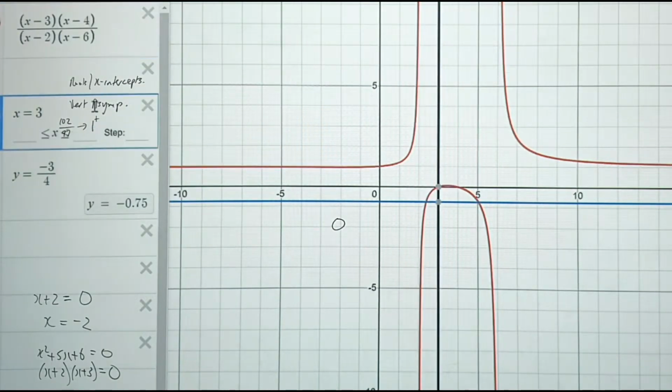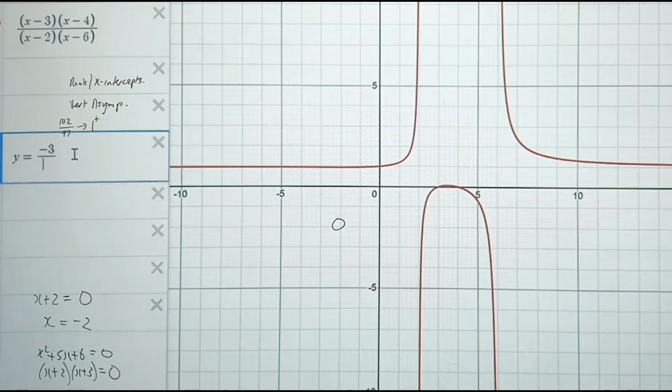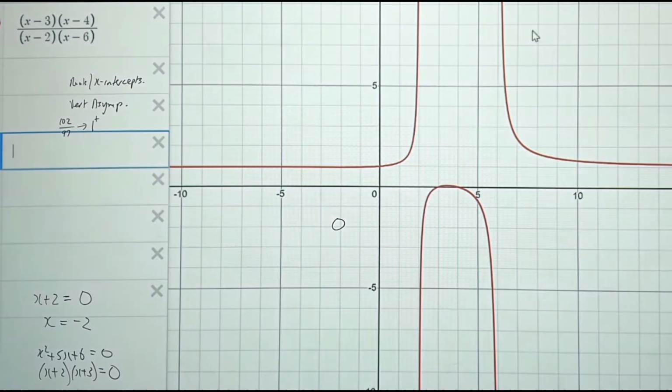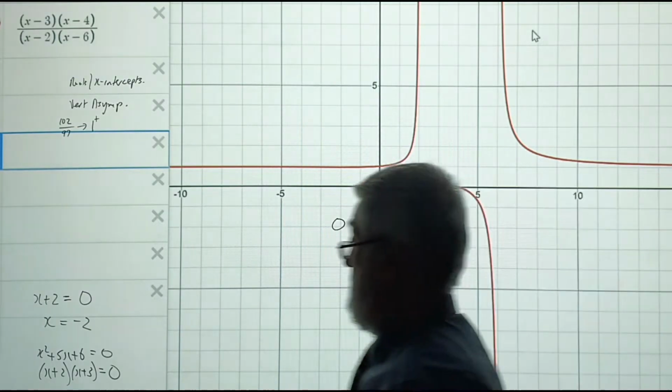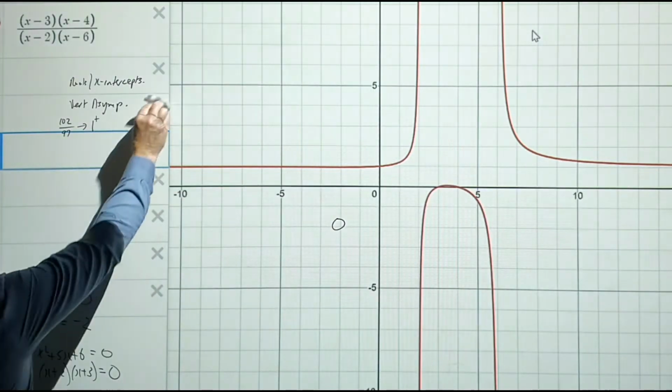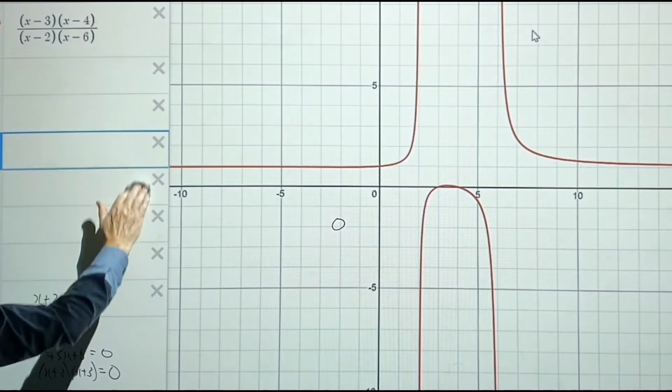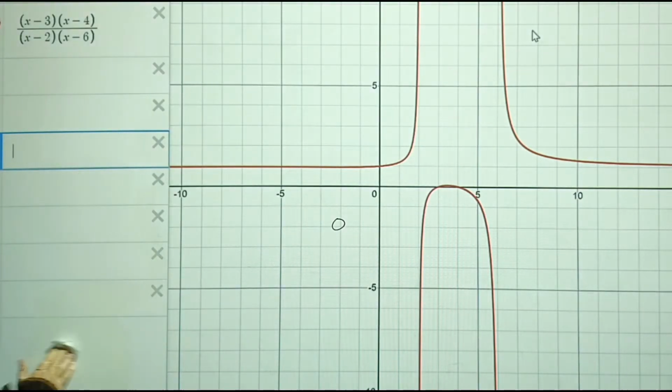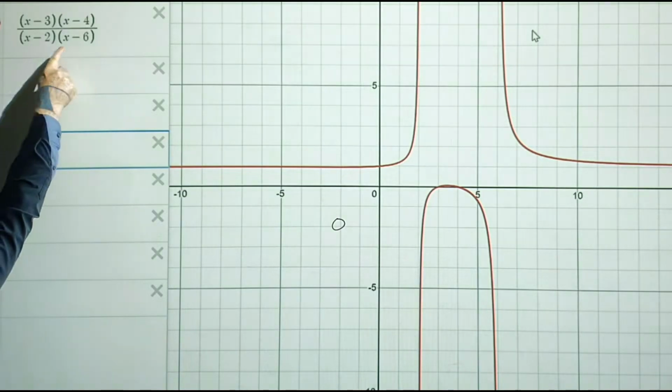Just get rid of those, because we don't want those anymore. I want them there for later though. So what do we got? What does the top give us? Your x-intercepts. What does the bottom give us? Your vertical asymptotes. And I'm writing all these in factorised form. So we know it's going to have a vertical asymptote at 2 and at 6.